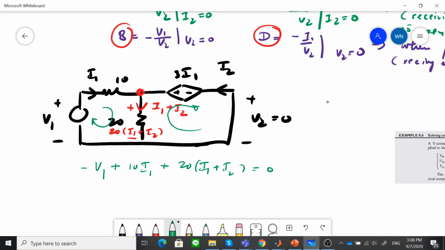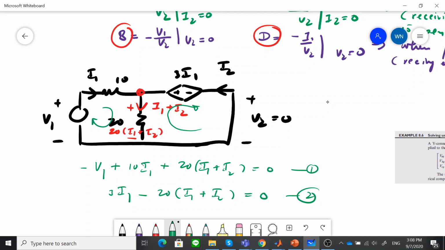And you can see the KVL around loop 2. The arrow of this is pointing to the positive sign of this voltage source. So this is 3 times I1. Voltage here is 0. So you enter this negative sign of this 20 times (I1 plus I2) equal to 0. You have two equations, equation 1 and 2, right? So you have these two equations.